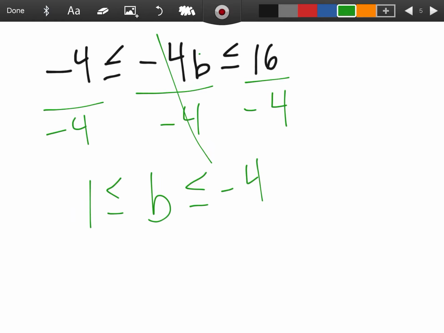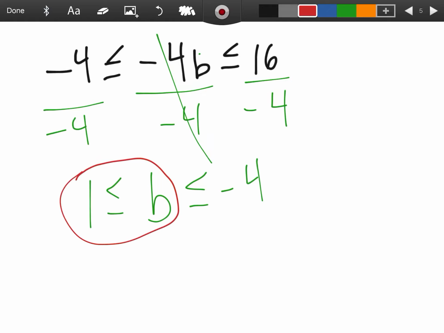Okay, here I did not switch signs yet. And clearly, well, does this make any sense, right? How could b be greater than or equal to 1 and also less than or equal to -4? Right? That doesn't make any sense. It's impossible for b to fall between, it's impossible for it to fall to the left of -4 and to the right of 1.